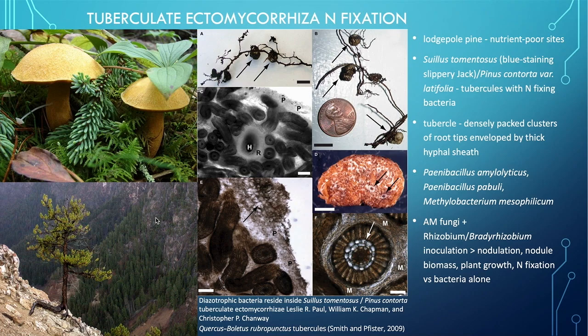nitrogen poor soils. So the tubercle is a densely packed cluster of root tips enveloped by thick hyphal sheath. So the tubercle is basically produced through the interaction of the bacteria and the fungal hyphae, the fungal cells. It is the fungus that produces this sheath to envelope the bacteria into a tubercle and help them to produce nitrogen. And these are just the different groups of bacteria that fix nitrogen within this symbiosis. Arbuscular mycorrhizal fungi and rhizobium or bradyrhizobium inoculation.